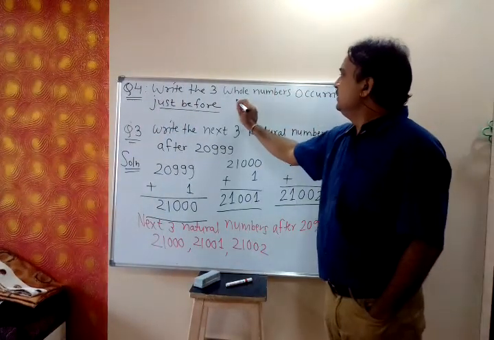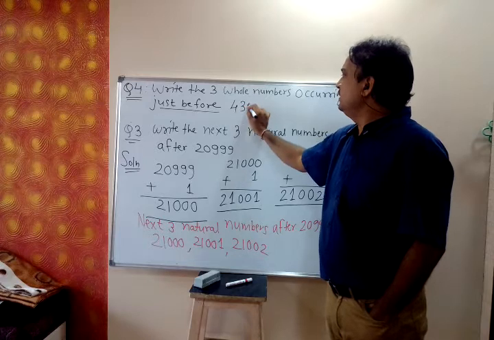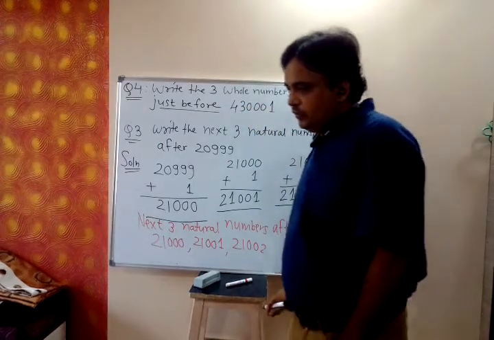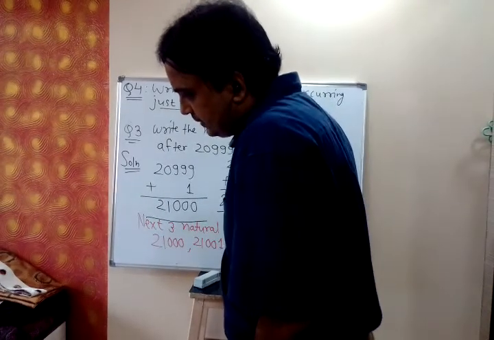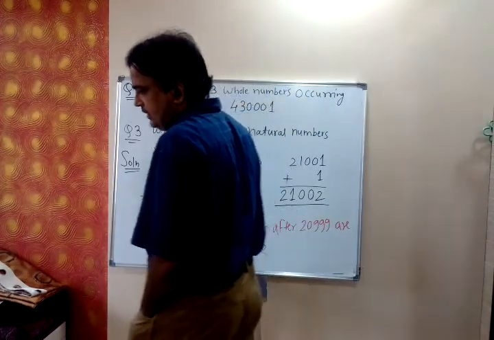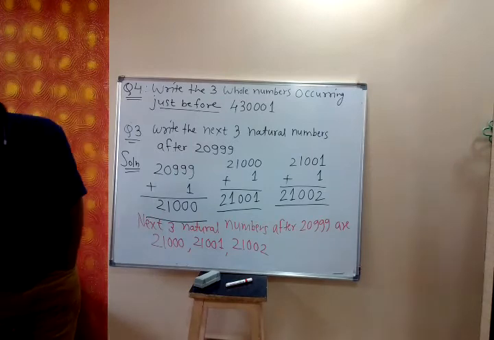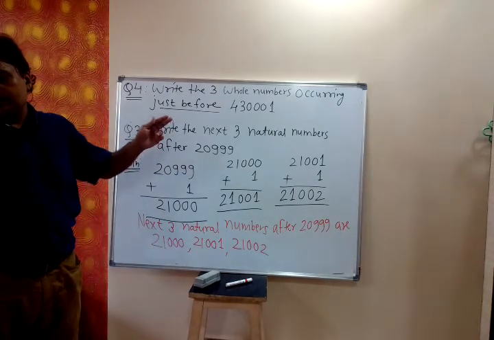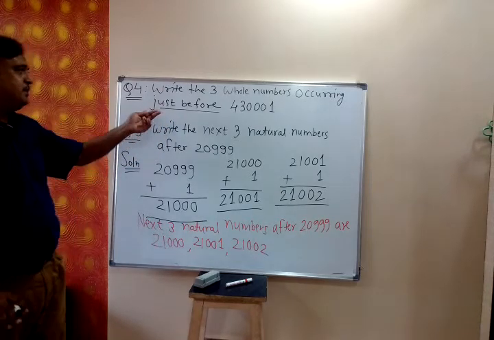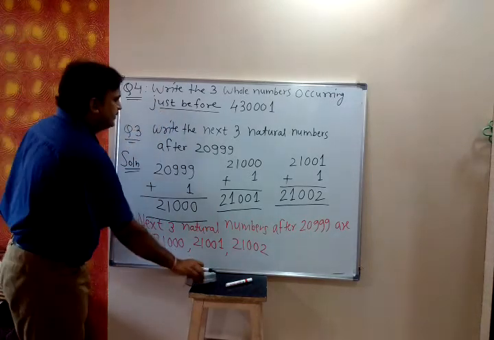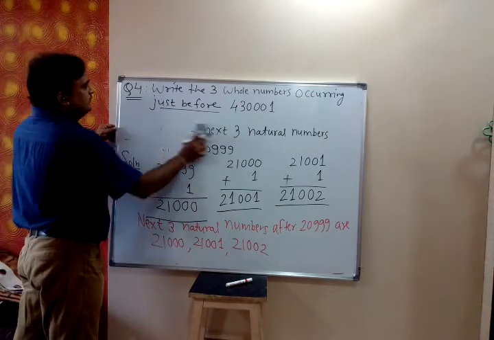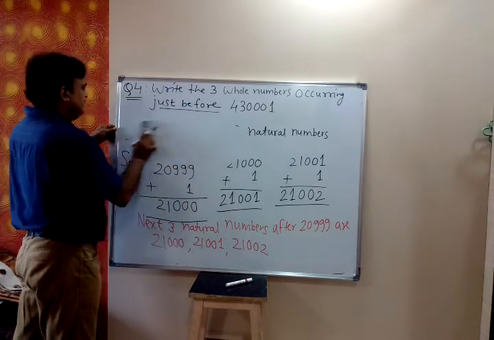4,30,001 is the number. Find the three whole numbers, not the next three. Just before means predecessor. And for predecessor, we subtract 1.